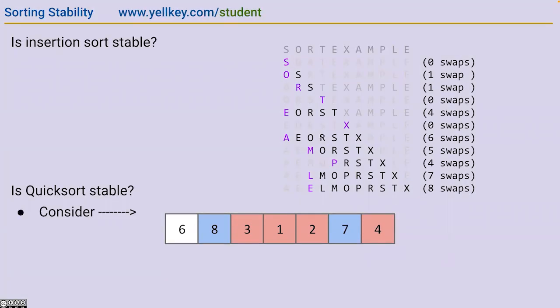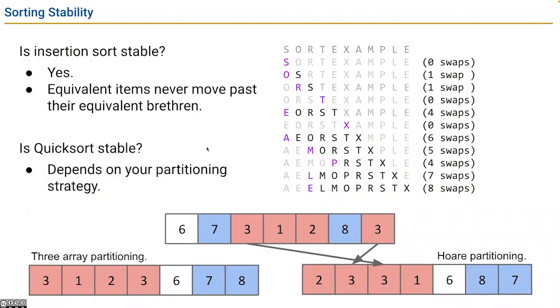And for that reason, it's stable because any equal item will never cross over. Okay, Quicksort, is it stable? Well, partitioning strategy: if we do the 3 array style and we don't shuffle beforehand, it will be stable. If we use Hoare partitioning, it won't be. So items that are equal can end up crossing. And of course, if you shuffle, then sure, it's not going to be stable.